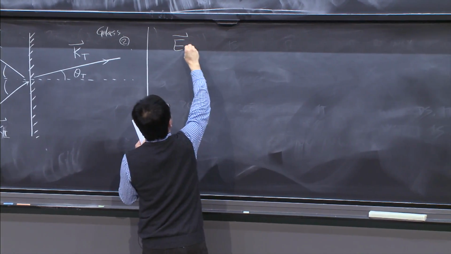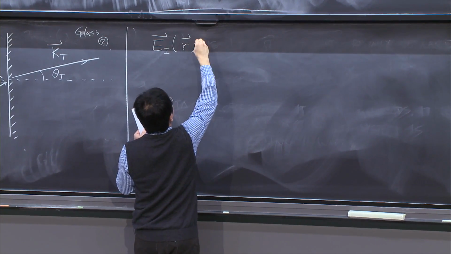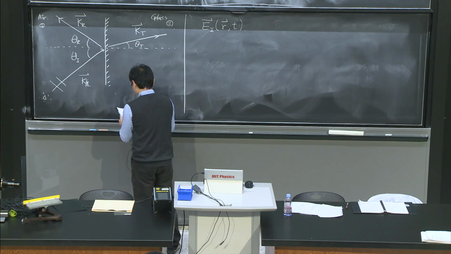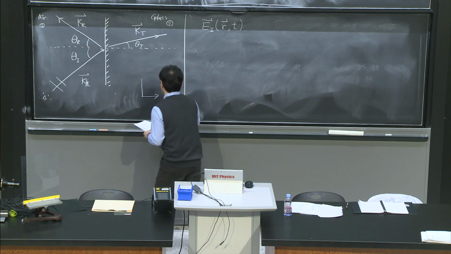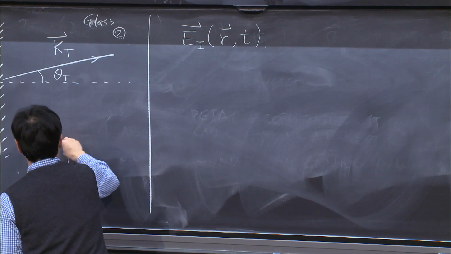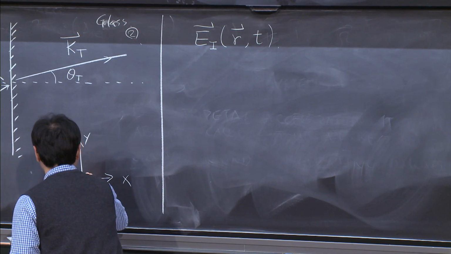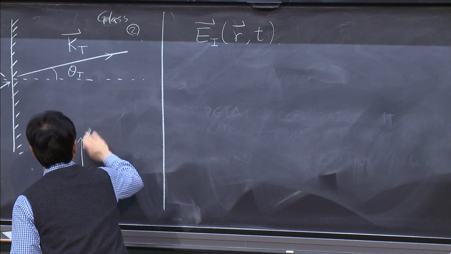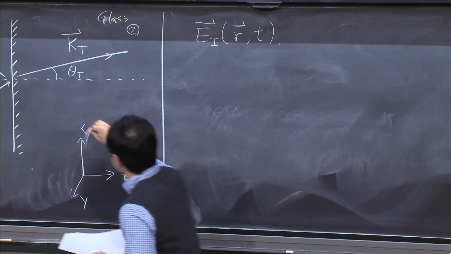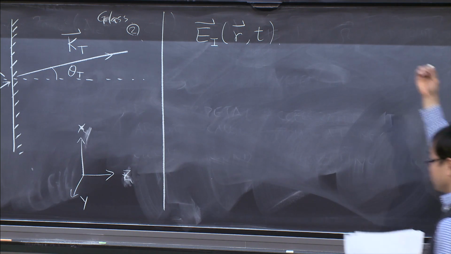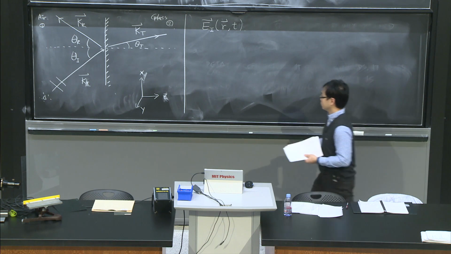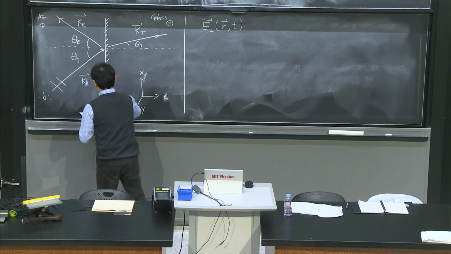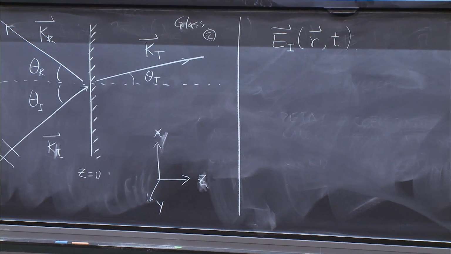Once we have all this information in hand, we can write down the expression for the incident wave, E_i, which is a function of r and t. Of course, I would like to define my coordinate system first. The x direction is going up, the y direction is pointing toward you, and the z direction is pointing to the right-hand side of the board. And this is z equal to 0, the interface between glass and air.